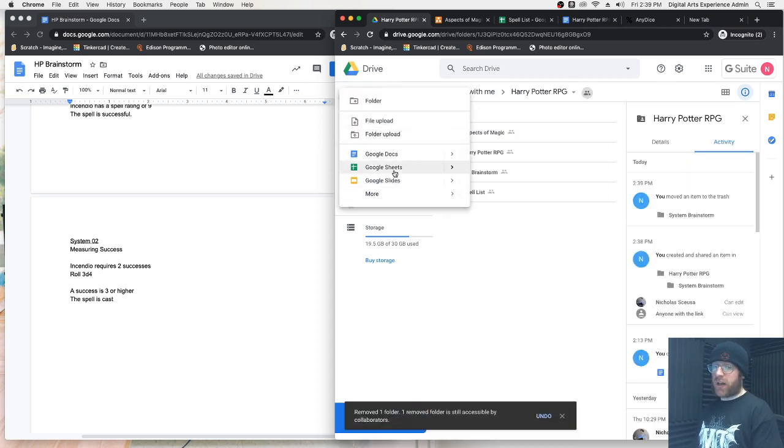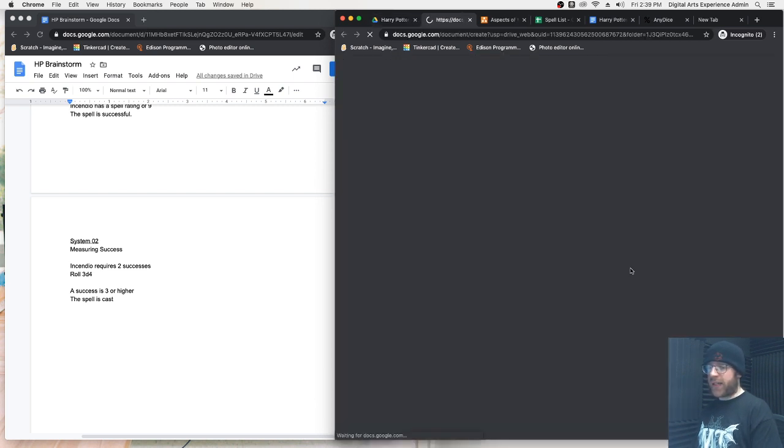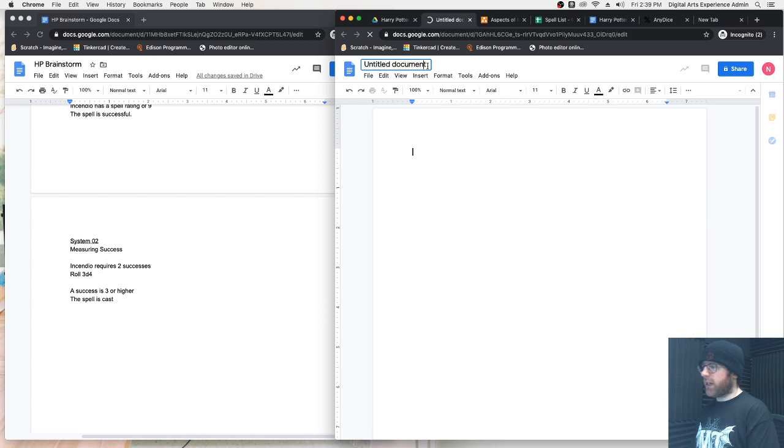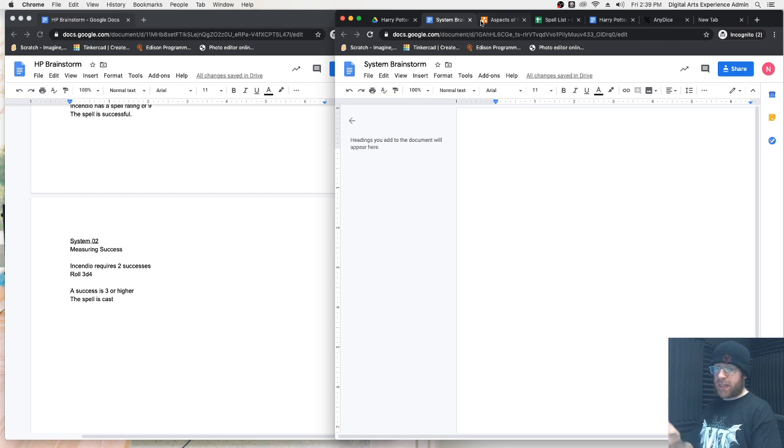I know, riveting stuff, guys, watching me create folders and documents, but that's where all the ideas come from. You don't necessarily need to start drawing or modeling something in 3D. Sometimes it comes down to the idea. So we're going to call this System Brainstorm. But again, I am keeping everything organized.